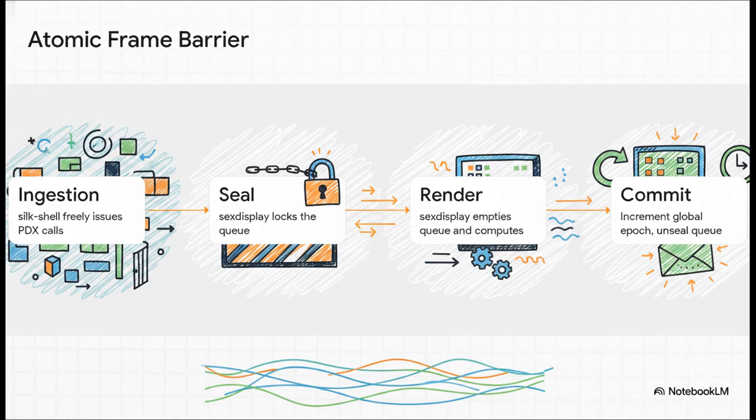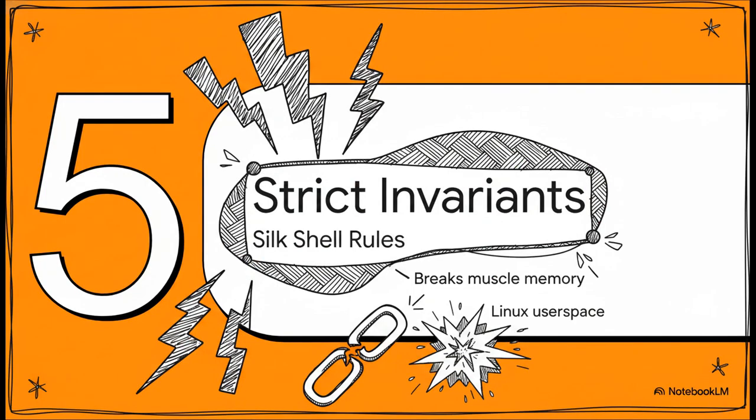Second is the seal phase. Think of this like locking a vault door. SexDisplay wakes up and issues sysframe sealing, totally locking the queue. Third is render, where SexDisplay empties this sealed queue and computes the UI. Because the queue is sealed tight, the state is mathematically frozen. Finally, commit and flip. We increment the global epoch and unseal the queue. This rigorously proves that Silk Shell absolutely cannot leak frame n+1 state into frame n while SexDisplay is computing the pixels.